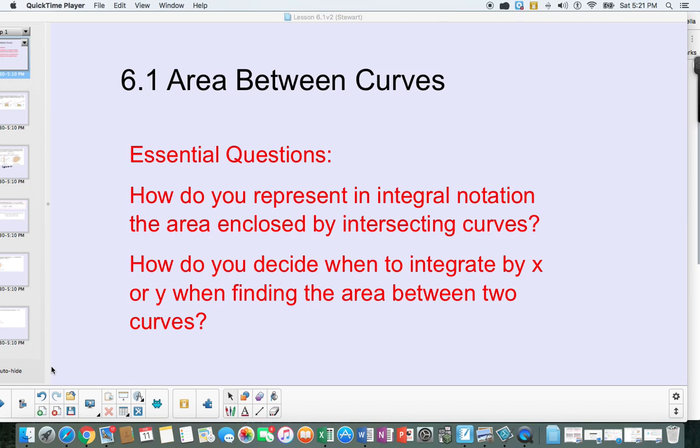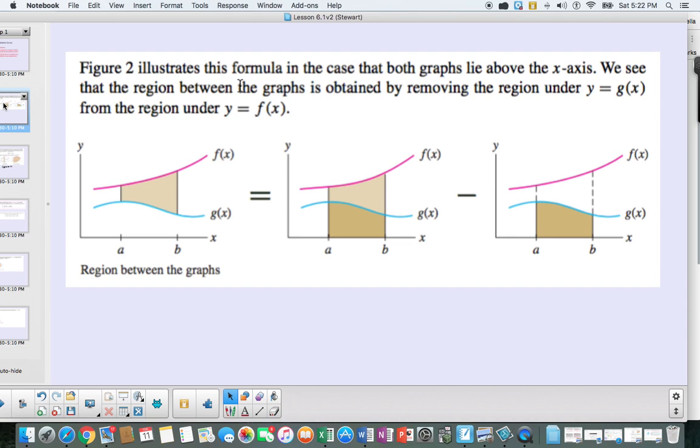6.1 Area between curves. Take a minute to read the two essential questions. In essence, what we're going to be doing is finding the area between two curves by finding the area between the upper curve f of x and the x-axis, finding the area between the lower curve g of x and the x-axis, and subtracting those to get the desired result.